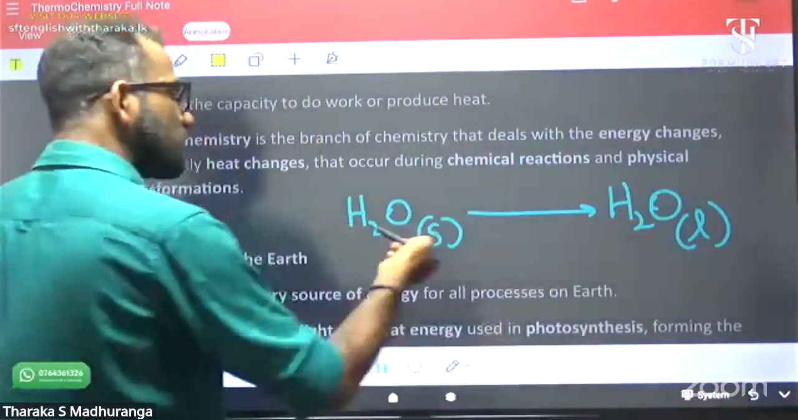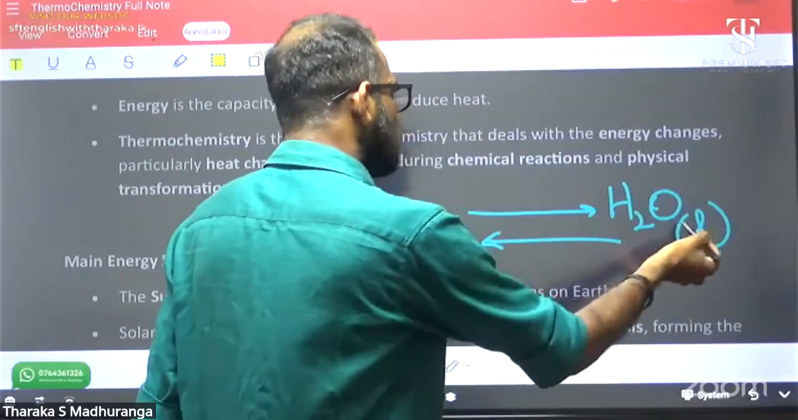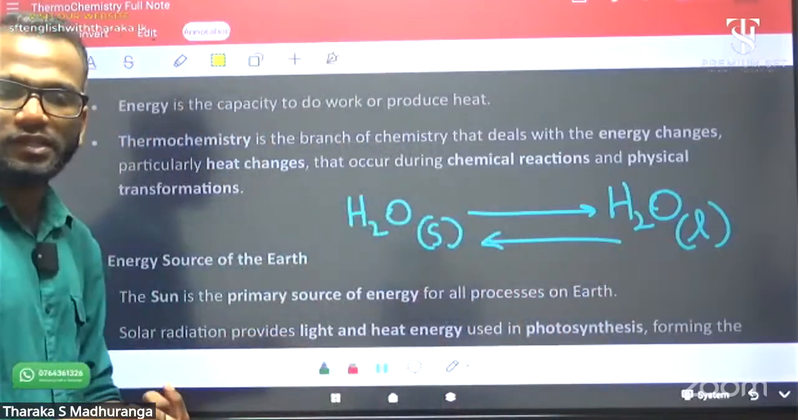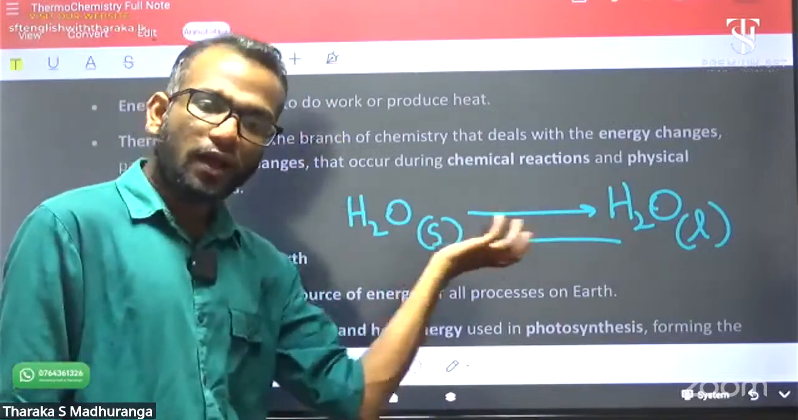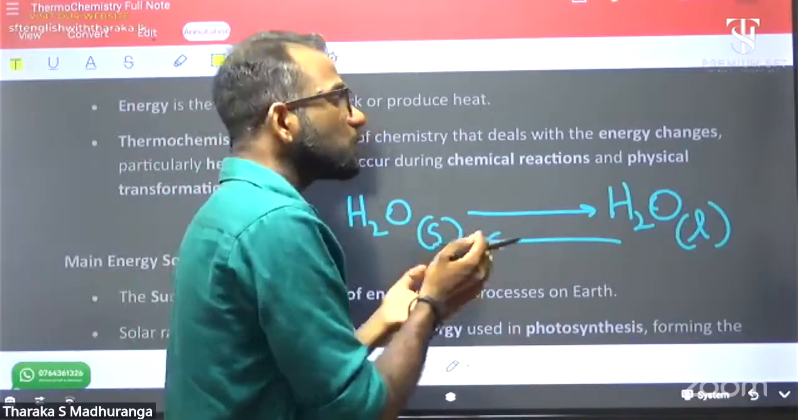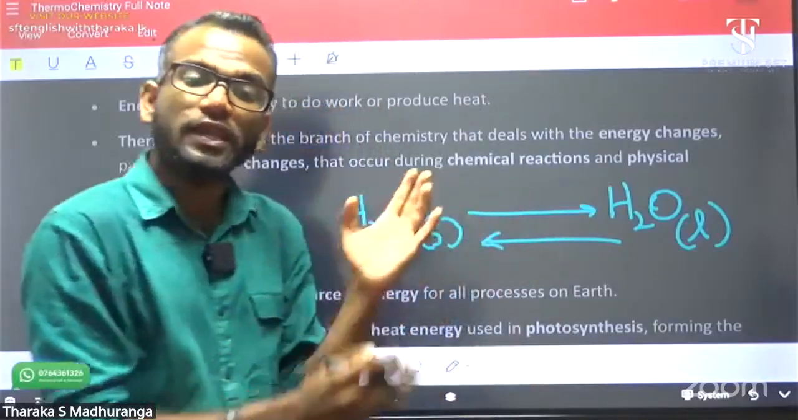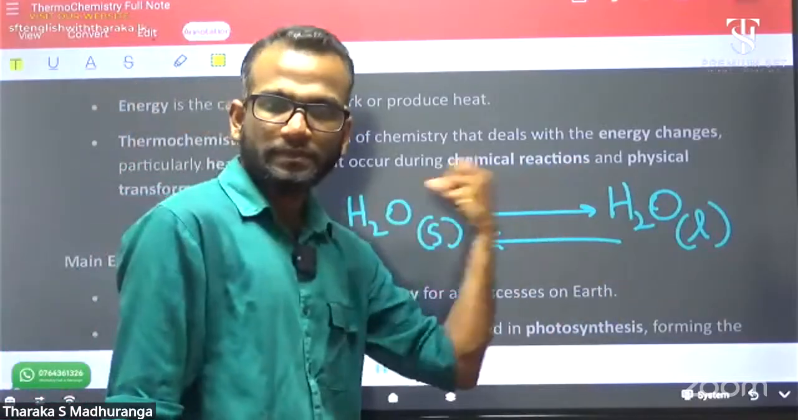If you take the opposite direction, water converts into ice. This is freezing, right? Water converts into solid water. Freezing is an exothermic process, but there is no chemical change. Only the physical state of matter changes.